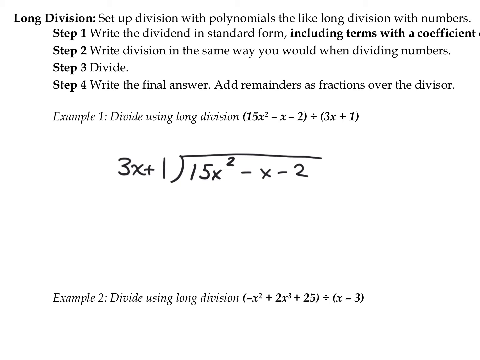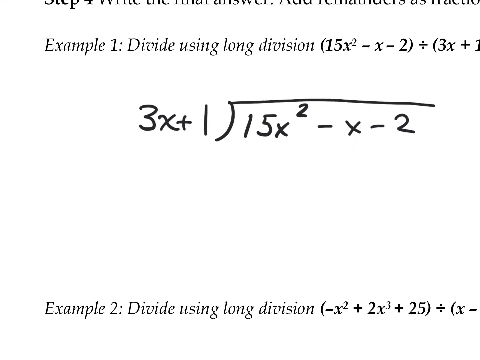Now in this case, we don't have any missing terms, right? We have x squared, x, and 0. We'll talk about that in a second if we did have missing terms. But we are basically set up as we need to be.